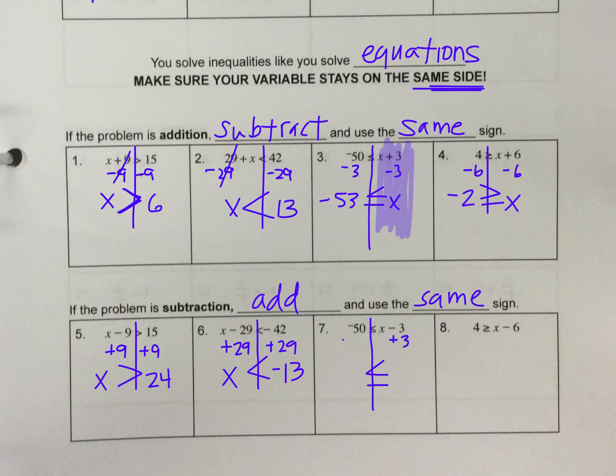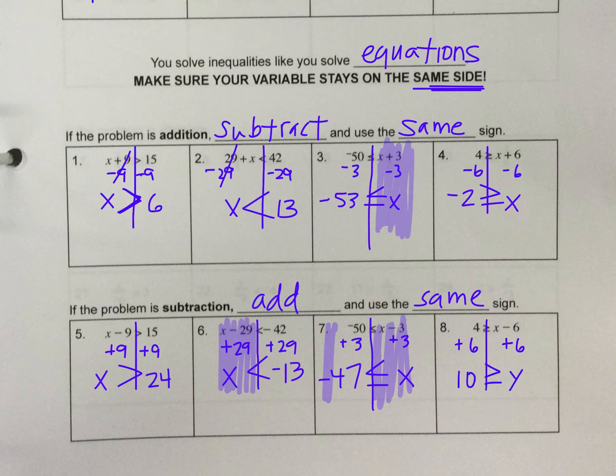I'm going to add 3. Negative 50 plus 3 is negative 47, and the x is on that side. Notice, whatever side my x starts on is the side he finishes on every time. Oops, what's that side now? Don't move him around. This one, I'm just going to add 6, 10, greater than or equal to x.